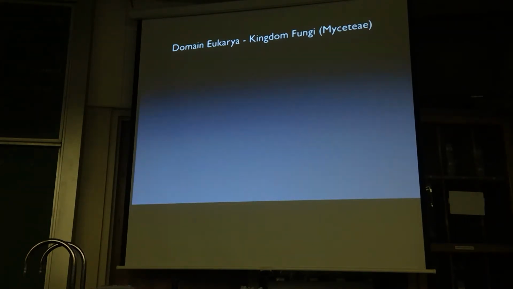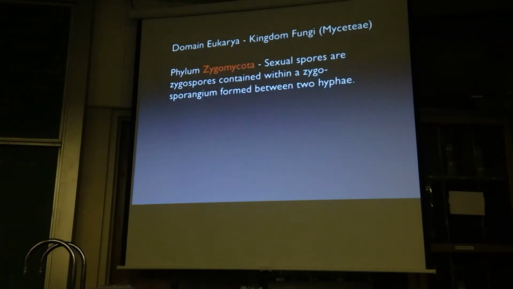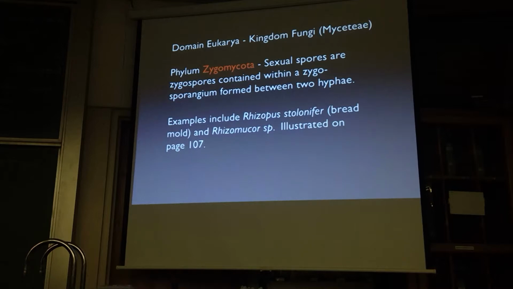Okay, the next phylum, we're still in the domain Eukarya, kingdom fungi, phylum Zygomycota. Here the sexual spores are called zygospores. So think about the sexual reproduction of fungi. You have to have plasmogamy, karyogamy, meiosis. When plasmogamy and karyogamy have occurred, you form a zygote. And in this case, the zygote is going to be visible. Our example is Rhizopus stolonifer.